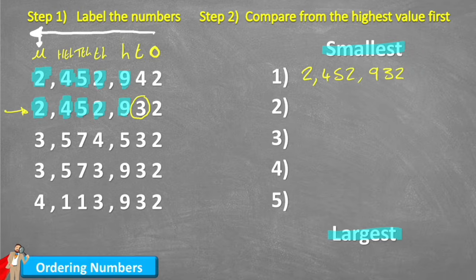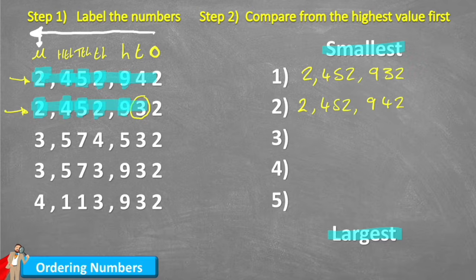2,452,932. And now I know as well that this must be my second smallest number, because remember they were the only ones that had 2 in the million column. So my next smallest would be 2,452,942, and I can cross these two numbers off.